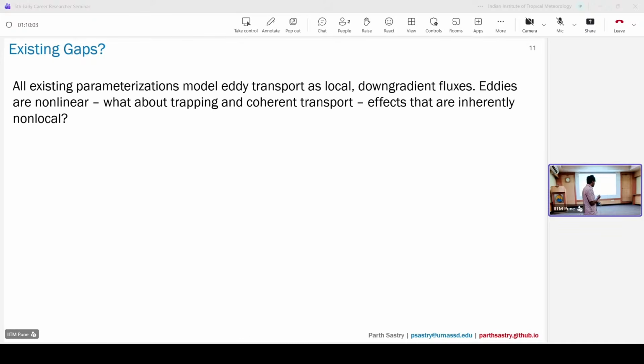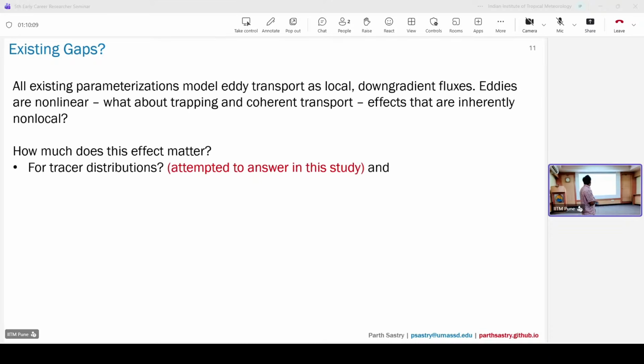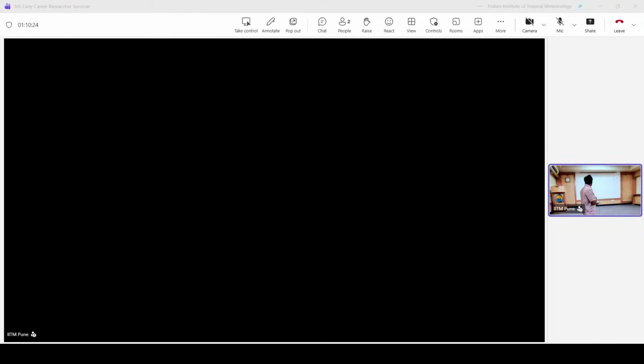So how do you parameterize some of this? And if you don't parameterize it, how much does this effect matter? This is something that we have tried to answer for salt and heat in this study. How much does that matter for density? And how much do you need to change the Gent-McWilliams parameterization to account for this?